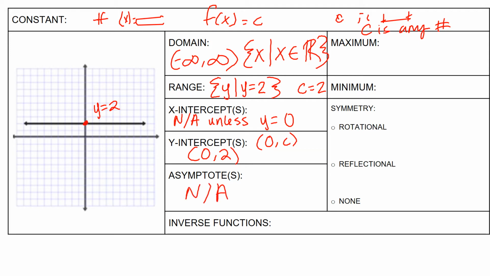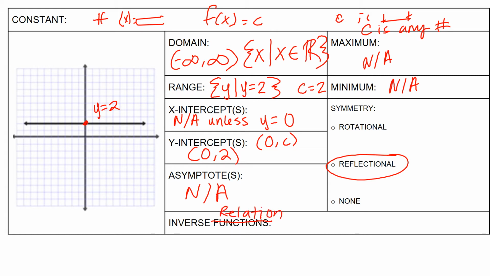Okay, maximum. So the maximum of this, there isn't one. And there isn't a minimum. And which type of symmetry do I have? Rotational, reflectional, or none? Reflectional. And that's because I'm divided by the y-axis, right? The y-axis evenly divides me into 2 parts. Now, I do not have an inverse function, but I have an inverse relation. So we're going to cross out the word function and write relation.